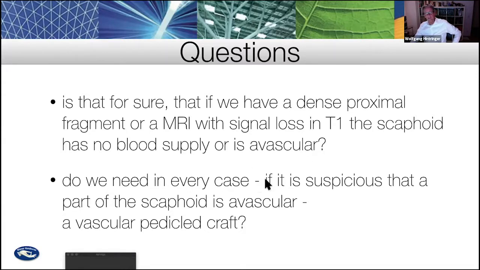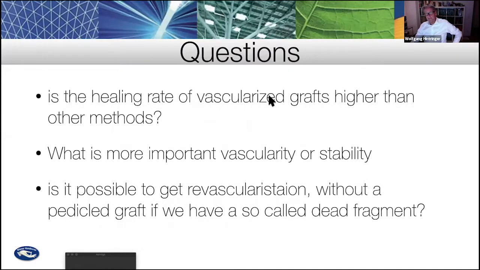Or do we need in every case, if it is suspicious that the pole of the scaphoid is avascular, a vascularized pedicled graft? Is the healing rate of vascularized graft higher than other methods? What is more important, vascularity or stability?